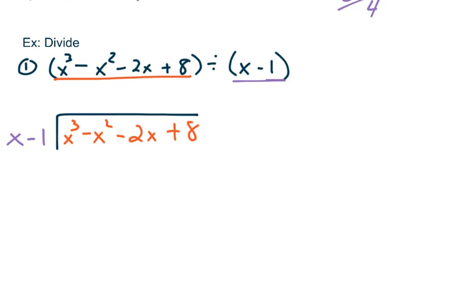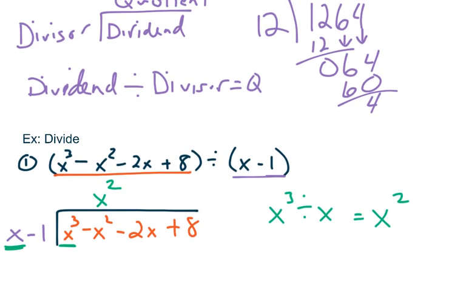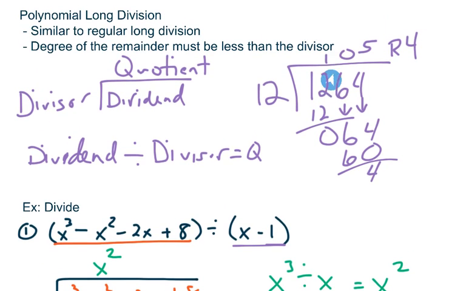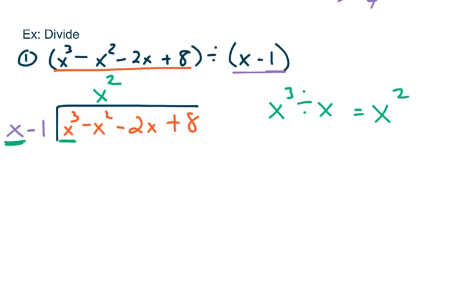Now, first thing we're going to do, we're going to look at the biggest term on the inside and divide it by the biggest term on the outside. So we're going to take x cubed divided by x. X cubed divided by x is x squared, and that answer goes above the x squared term. Just like 12 didn't go into 1, but it does go into 12, and we put it above the 12, in that placeholder.